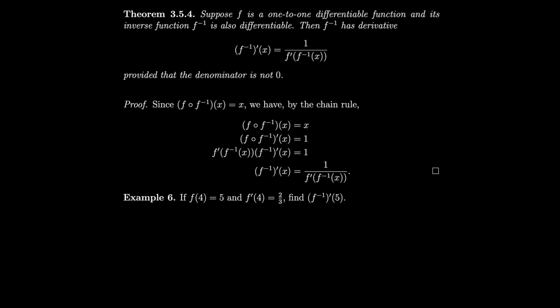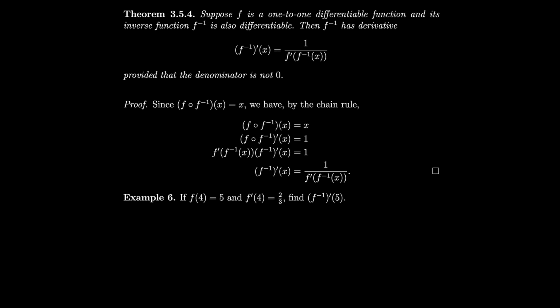Okay, lastly, suppose f is a one-to-one differentiable function, and its inverse function f inverse is also differentiable. Then f inverse has derivative f inverse prime is 1 over f prime of f inverse, provided the denominator is not 0. So if we're looking for the derivative of f inverse, then we know that if we compose a function with its inverse, it returns you right back to where you start at x.